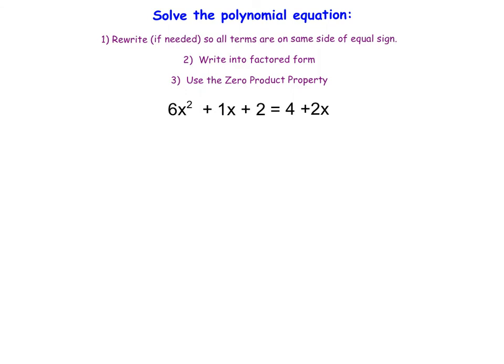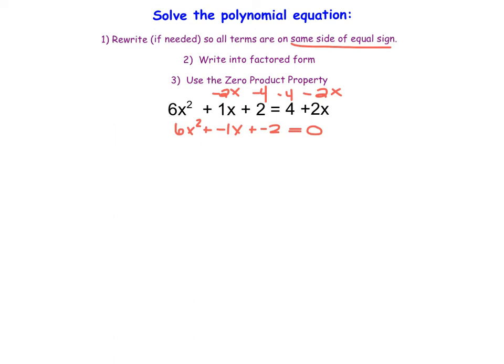And final example here. So I've got a lot going on in this problem, but again, we always want to start by getting everything on the same side of the equation. So I'm going to start by subtracting 2x, and then by subtracting the 4 over, and combining it with its like term. So here I then have 6x squared plus, this is negative 1x, plus negative 2 is equal to 0.